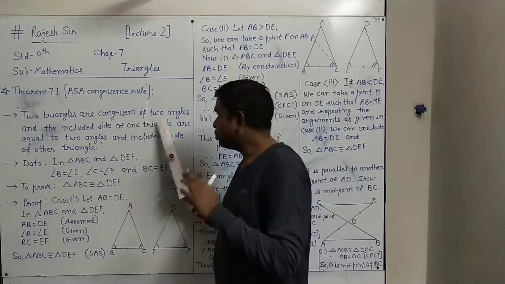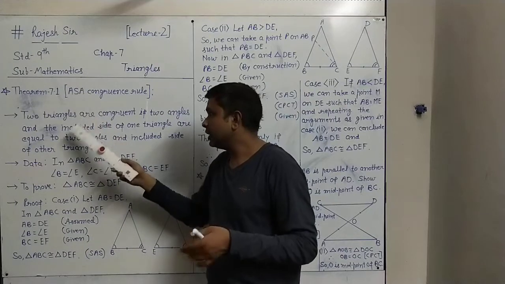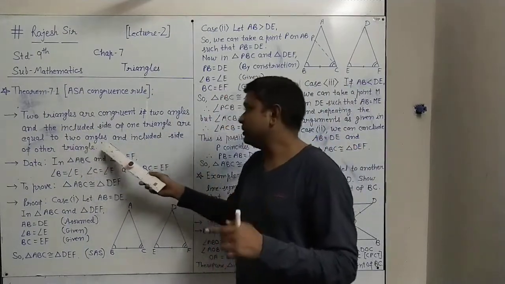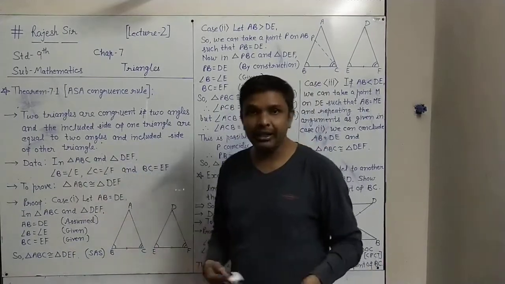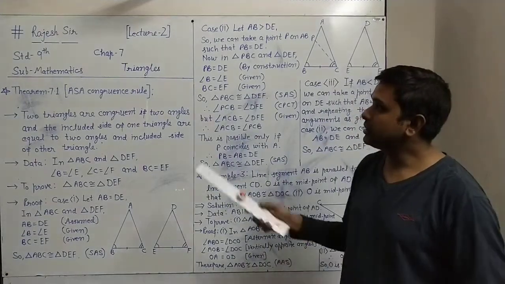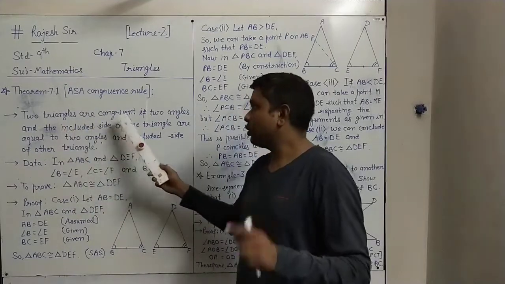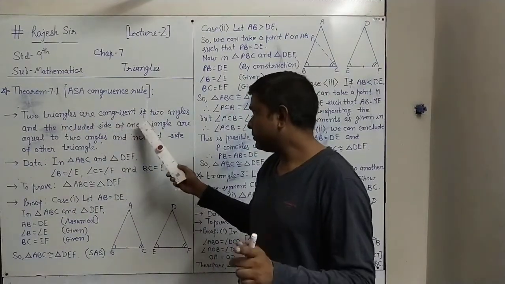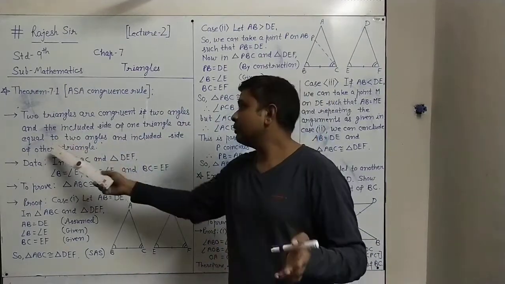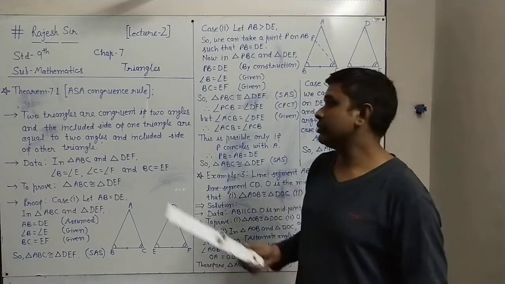That way, if two angles and the included side, the side between them, of one triangle are equal to the two angles and included side of the other triangle, then the two triangles are called congruent. This is the theorem statement. Again, two triangles are congruent if two angles and included side of one triangle are equal to the two angles and included side of the other triangle. This we will prove here.